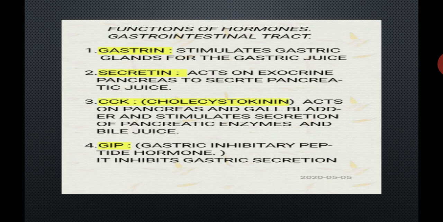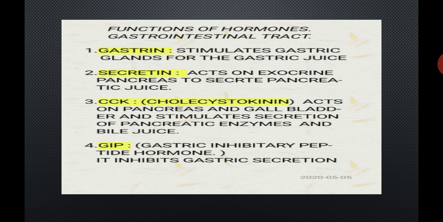Point number one, gastrin. This gastrin stimulates the gastric glands of the stomach, and because of that stimulation, the gastric glands of the stomach start secreting the gastric juice, which is important for the digestion process. So gastrin stimulates the gastric glands of the stomach, which start secreting the gastric juice, important for digestion.